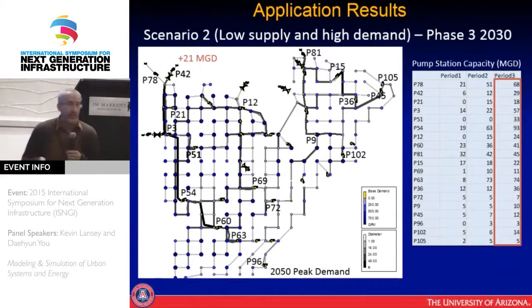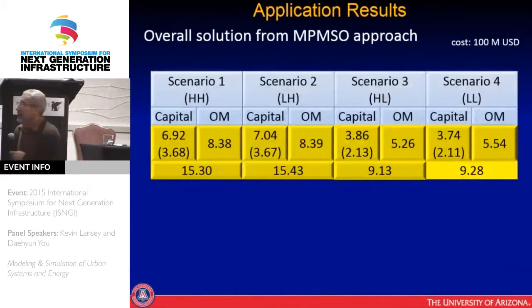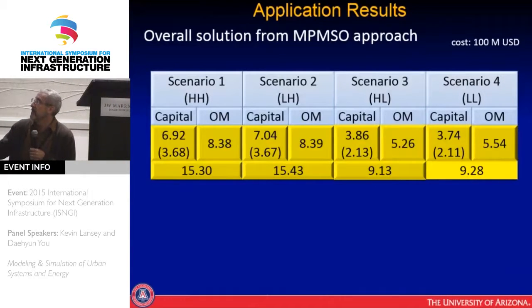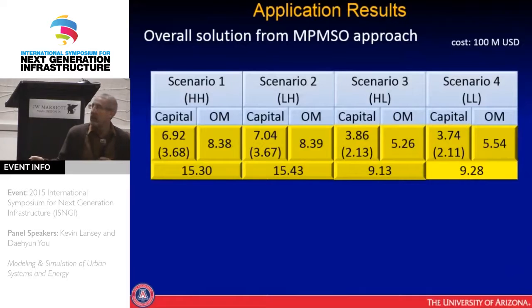So that's what our ending system looked like. And if we do that for each of the scenarios 1 to 4, where HH is high demand, high supply, and the next is low supply, high demand, and so on across, this is what we end up with.